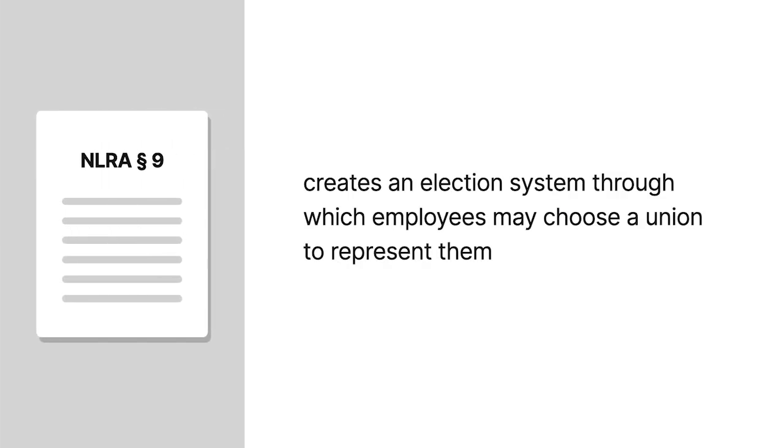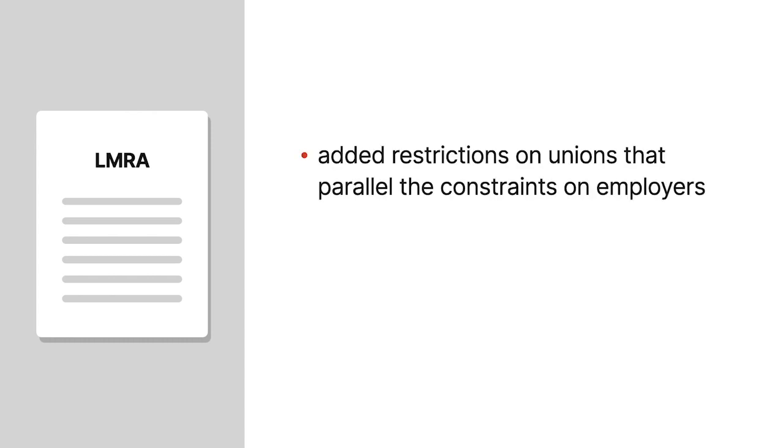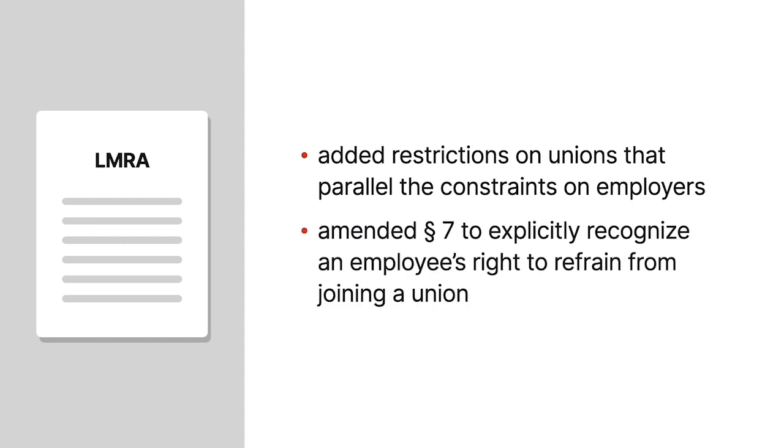Section 9 creates an election system through which employees may choose a union to represent them. The most significant amendment to the NLRA was 1947's Labor Management Relations Act, also known as the LMRA, or the Taft-Hartley Act. This act added restrictions on unions that parallel the constraints on employers. It also amended Section 7 to explicitly recognize an employee's right to refrain from joining a union.